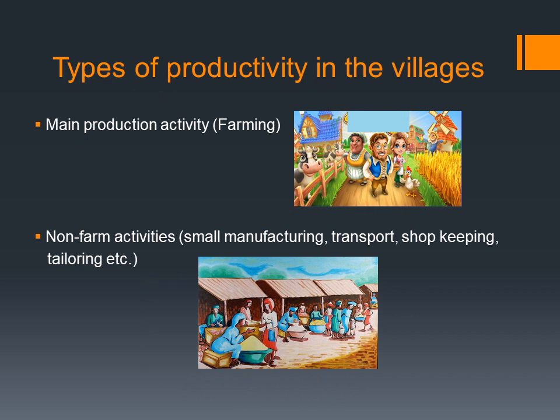In the village, most of the people are doing farming. Either some have their own farms or some are laboring on other farms. From this, we can find that farming is the main production activity in the village. On the other side, some people are doing non-farming activities such as small manufacturing, transport, shopkeeping, etc.